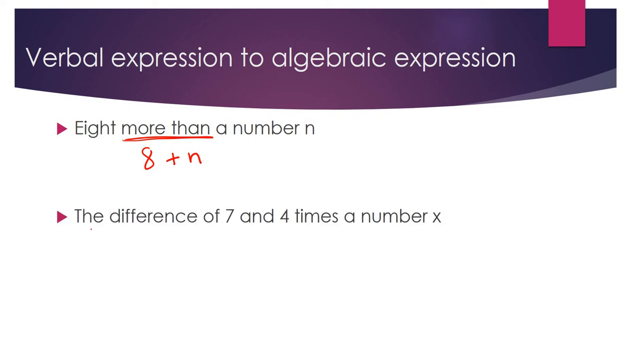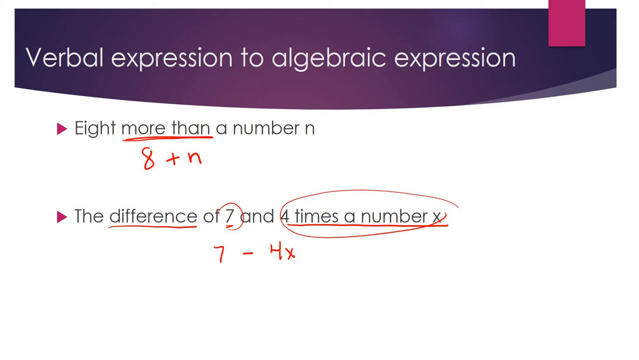Let's try another one. The difference, hopefully you know that difference means subtract, of 7 and 4 times the number x. So the difference is going to be between these two expressions. Now this expression is more than just a single item. So the difference of 7 and 4 times the number x. The difference is subtract. So the difference of 7 and what am I going to subtract? 4 times the number x.